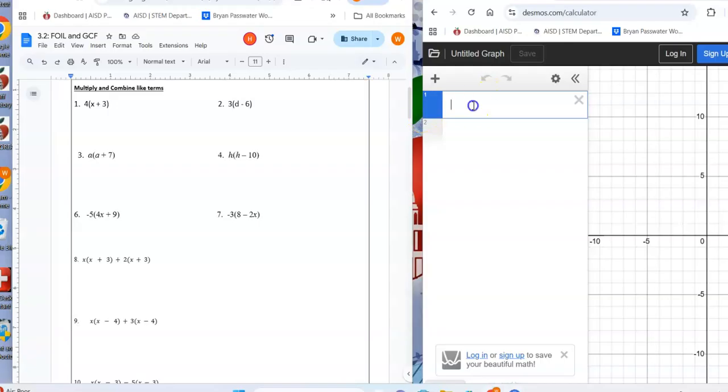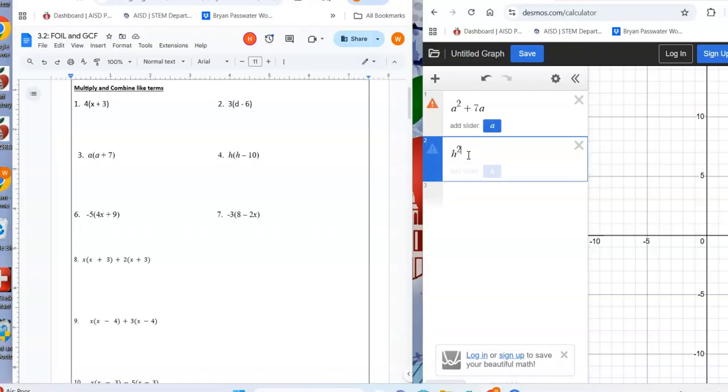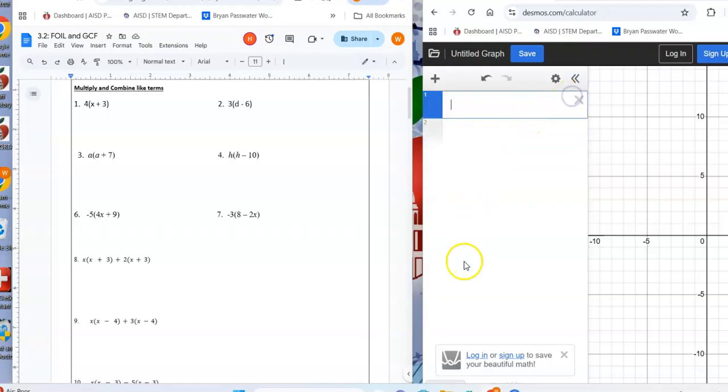A times A. Well, if you multiply a variable times itself, you get that variable squared. So the answer for 3 should say a squared plus 7a. And then for 4, h times h is h squared minus 10h. Okay, that's what that'd be. 5 and 6 aren't bad. Just make sure you're multiplying times negative numbers, and it becomes the opposite charge when you do that.